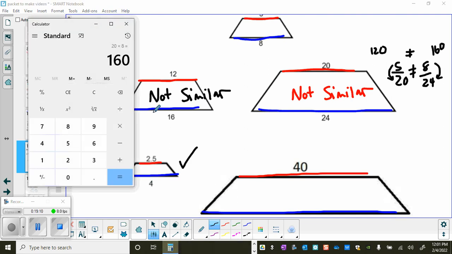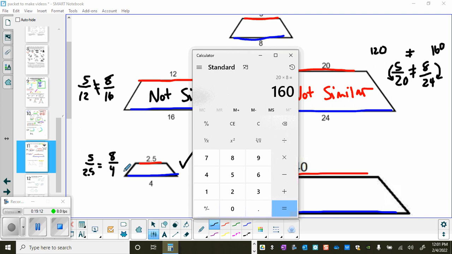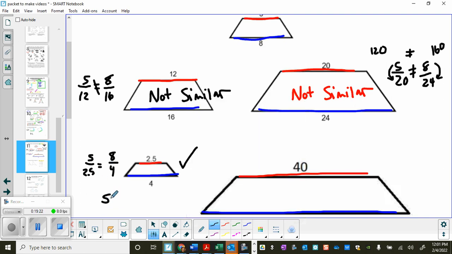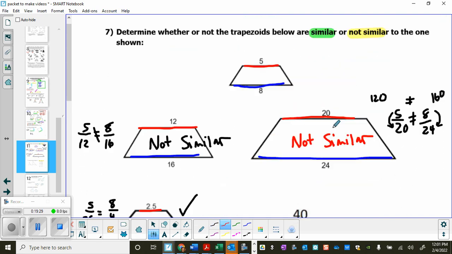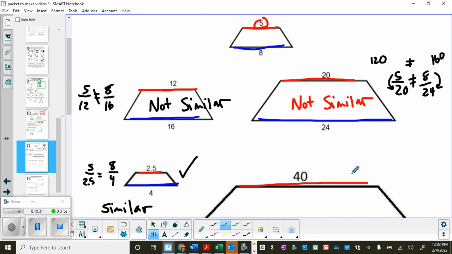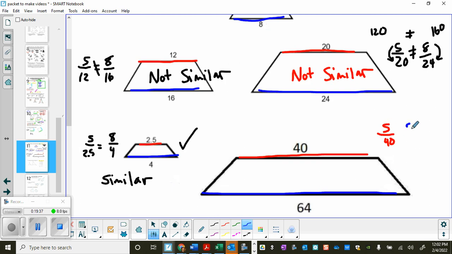And to prove it in that calculator, friendly reminder, when your 5 times 4 is a 20, let's see if I get the same thing over here with 8 times 2.5. Yep, that's also a 20. So since 20 equals 20, we know that these are similar. And last but not least over here, we've got the 5 matching up with a 40. So I've got 5 matching up with 40, red to red. And then 8 down here matches up with a 64.